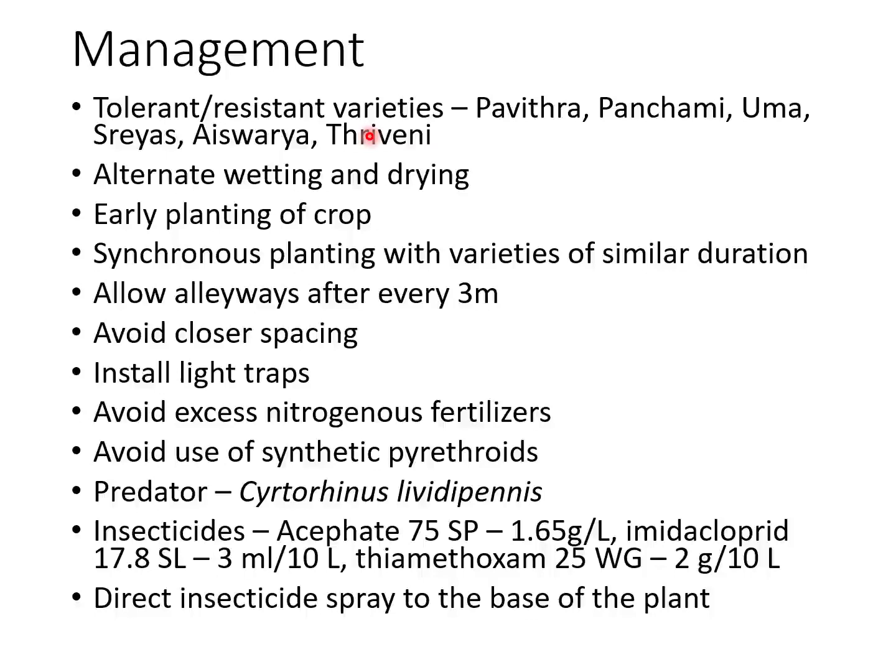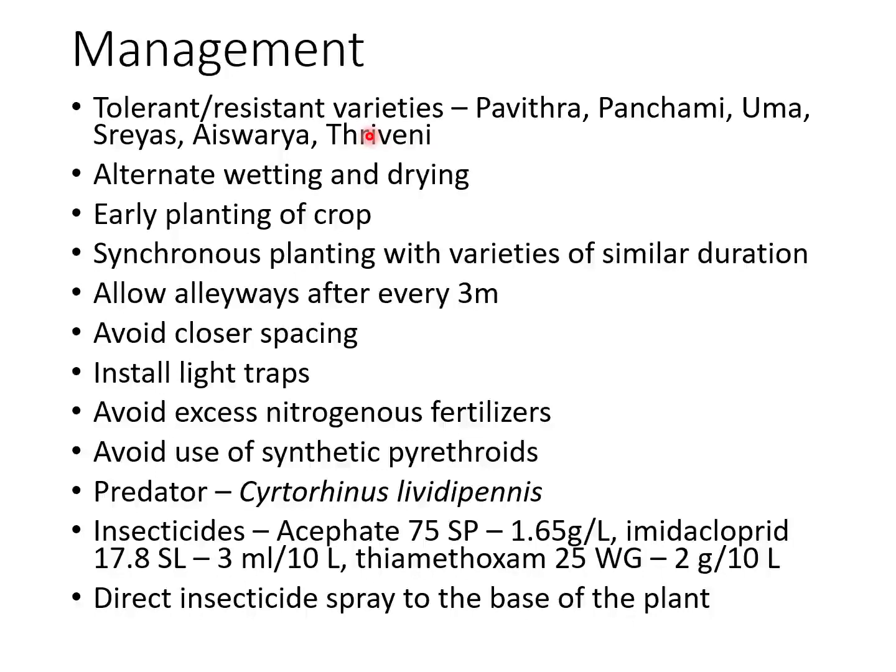If you are going for a variety like Maniratna, which has 100 days duration, and say Uma with a duration of 130 to 140 days, then even though we have gone for synchronous planting, after 100 days Maniratna will be ready. We will harvest Maniratna. The BPH population which has slowly built up in Maniratna will migrate towards the neighboring plots which are planted with Uma, which is in the susceptible stage. For the next 30 to 40 days, Uma will be there in the field. So we should go for synchronous planting with varieties of the same duration.